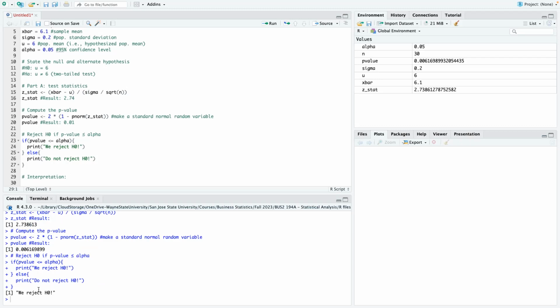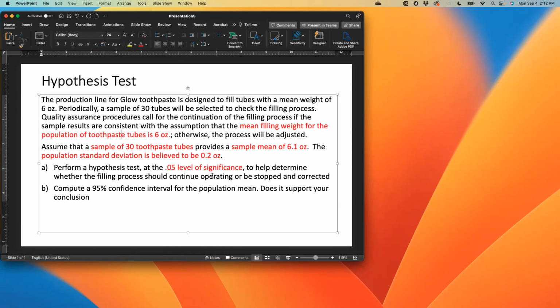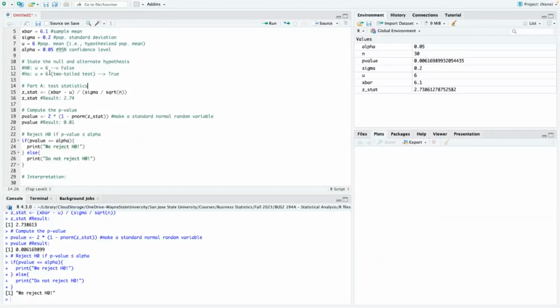So when you say we reject H0, basically what we mean is that the alternate hypothesis, right, this one is true and this is false, right? So that basically lets us know that the population mean filling weight of the toothpaste tube is not equal to 6 ounces, right? So that's basically what it's letting us know.